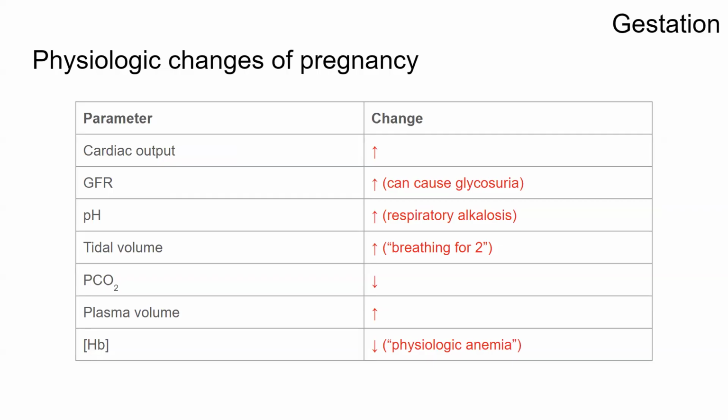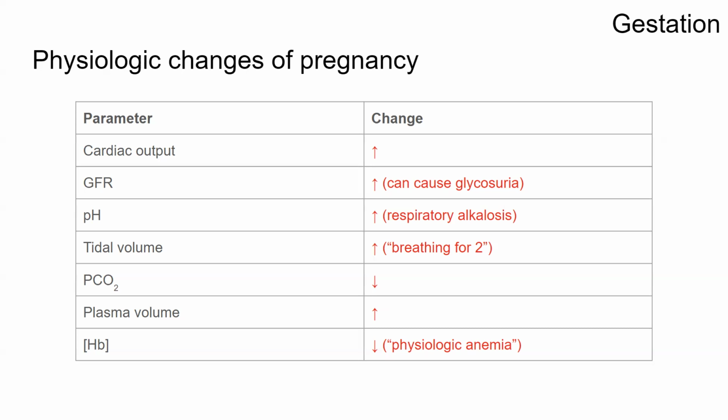So just going down this list, cardiac output increases in pregnancy because mom has to not just provide blood and circulation for herself, but she also has to circulate the placenta. So cardiac output increases.